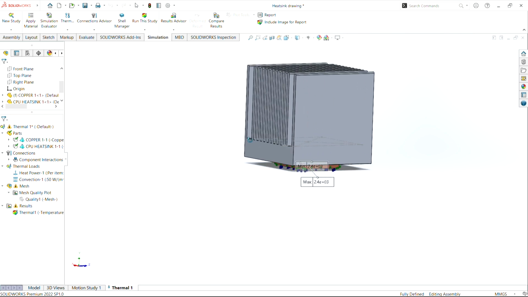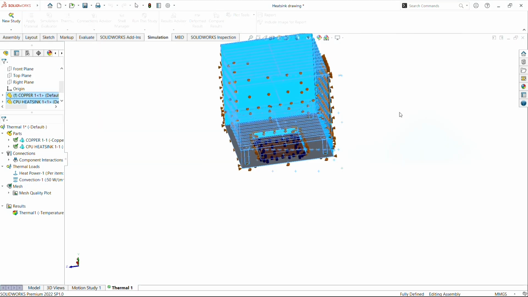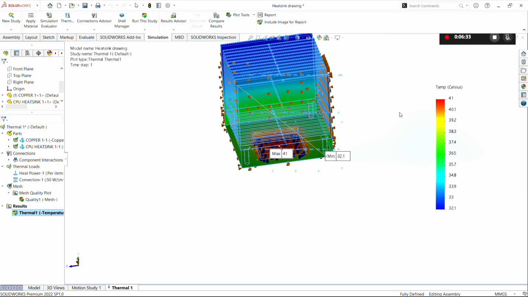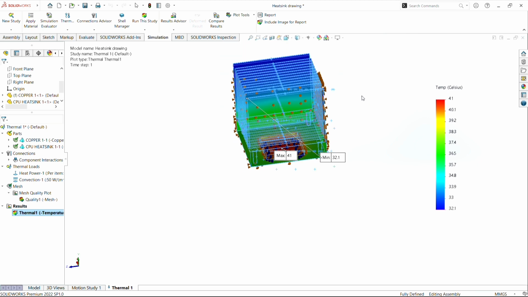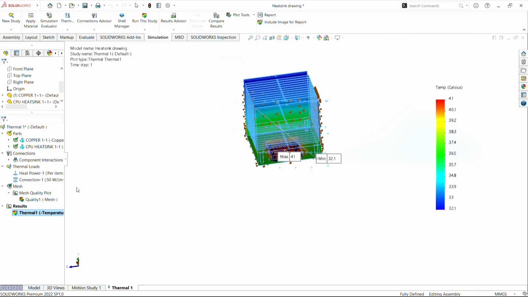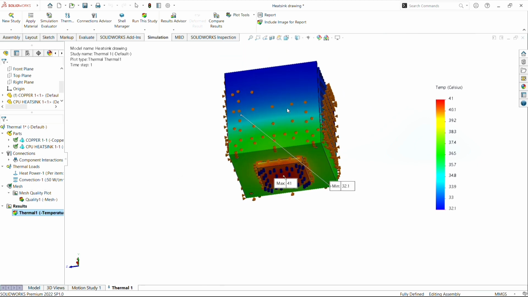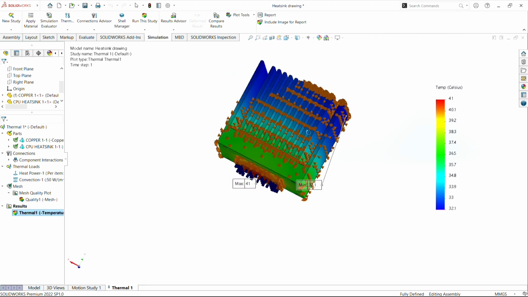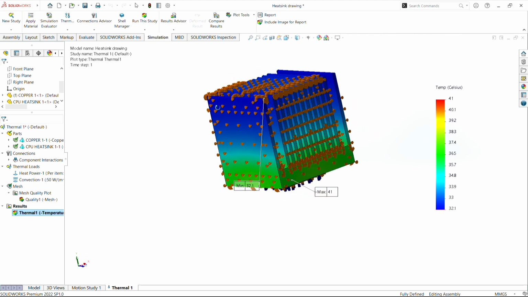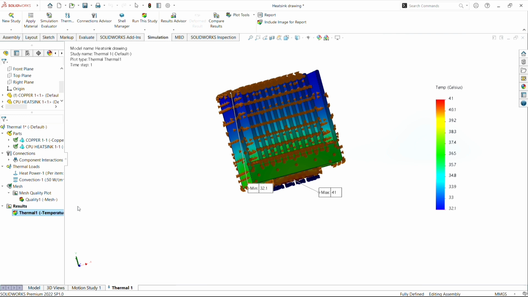As we can see from the final results of the simulation, the base plate has the hottest area, which is marked red in color, and as it goes upwards towards the heatsink, the color lightens up from red to orange to yellowish to green and then to light blue and dark blue. Red being the hottest and dark blue being the coolest region of the entire heatsink.